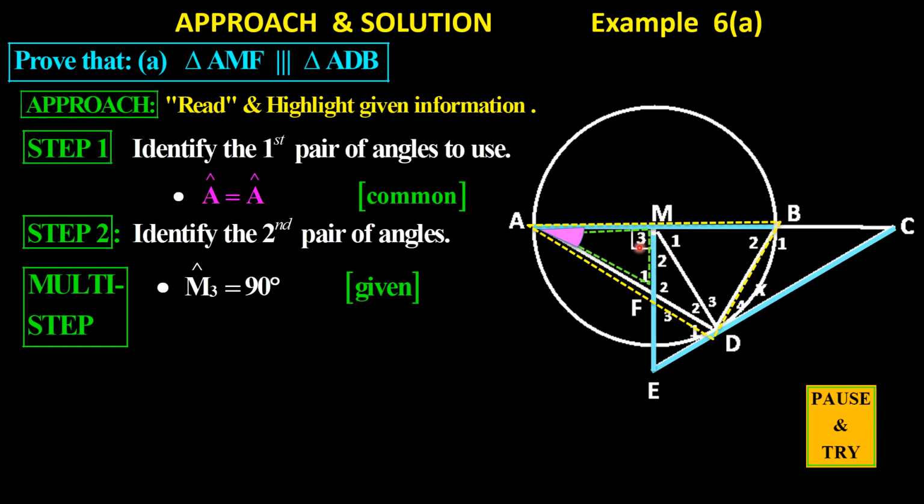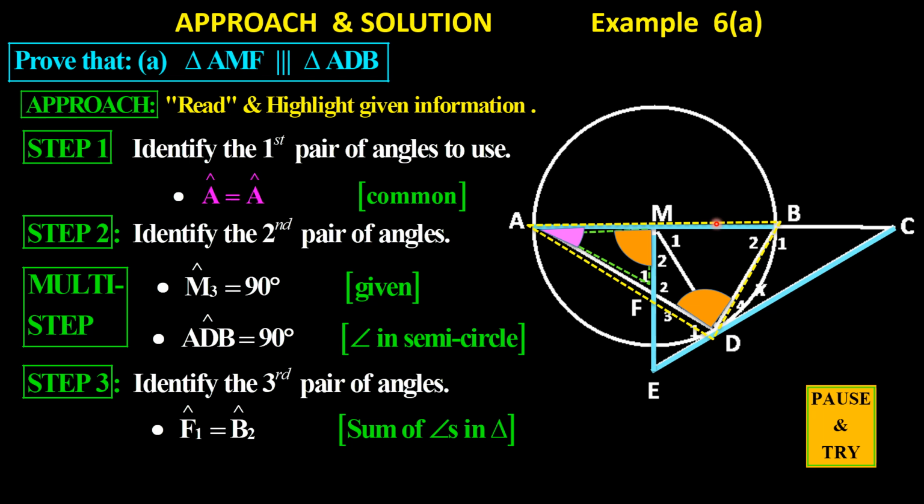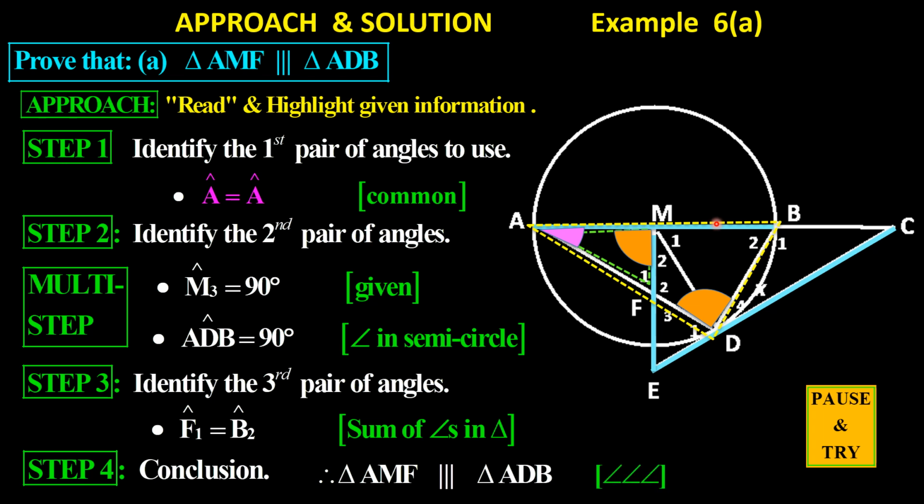Then we have to look at the other one. I see ADB is also 90. Why is that 90? That's correct. That's why it was mentioned: angle in a semicircle. AB is the diameter. Therefore, ADB is also 90, angle in a semicircle. So there we have our second pair of angles. For the third one, you can see we already have A and M3. So there we have F1, and the other one that's left is B2. So we can just write that down. And our reason why they are equal is always the sum of the angles of a triangle. Therefore, we proved that triangle AMF is similar to triangle ADB, angle, angle, angle.